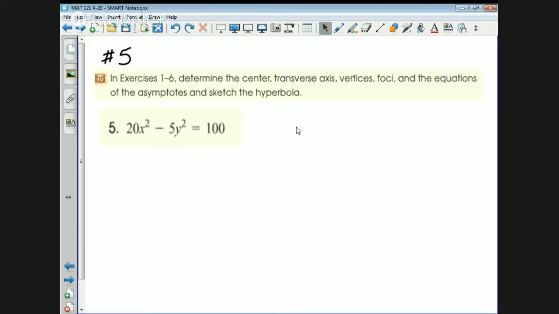Now, the first thing that you have to do with any of this, and this is the reason I'm picking this one, because it's a little bit more along the lines of what you might see on the exam, you've got to get into standard form. And for a hyperbola, just like an ellipse, standard form means you're equal to 1 on one side, and then you have fractions on the other side. So here I'm going to divide every term by 100. And this will get me x squared over 5 minus y squared over 20 equals 1.